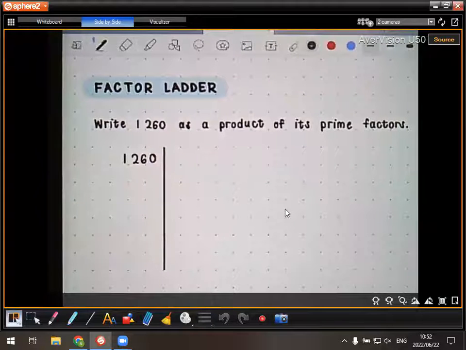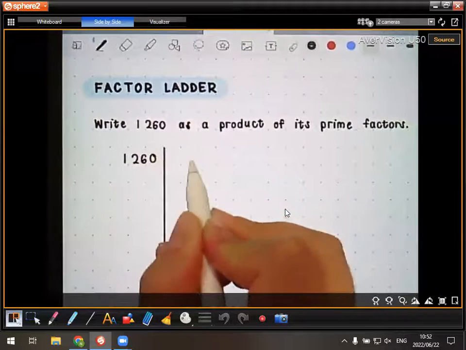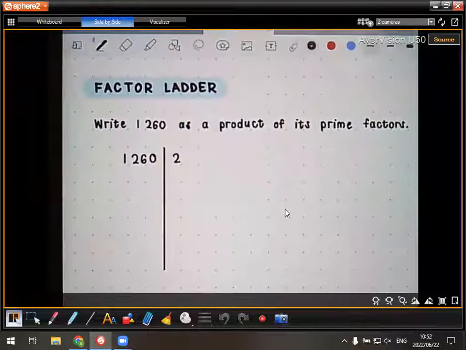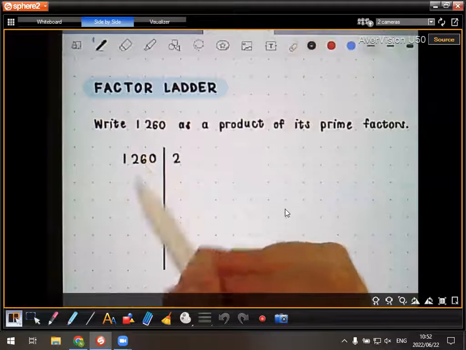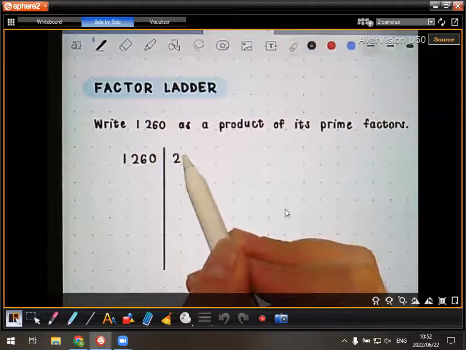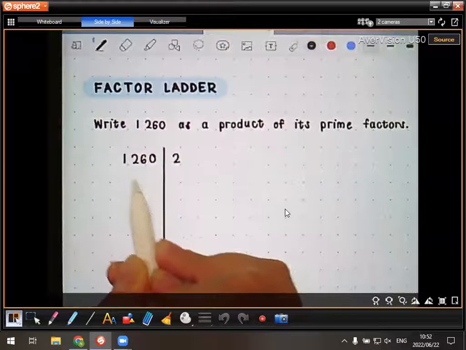Then it's a factor. All right, so what you're going to do now, guys, next to this number on the other side of the line, you're going to write 2. You're going to write the factor that you are now dividing this number by. Now we're actually going to do the division, guys. Now we are going to divide 1,260 by 2. What's left, we're going to write underneath the number.